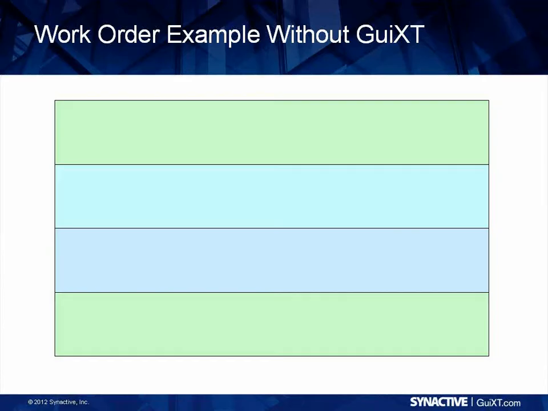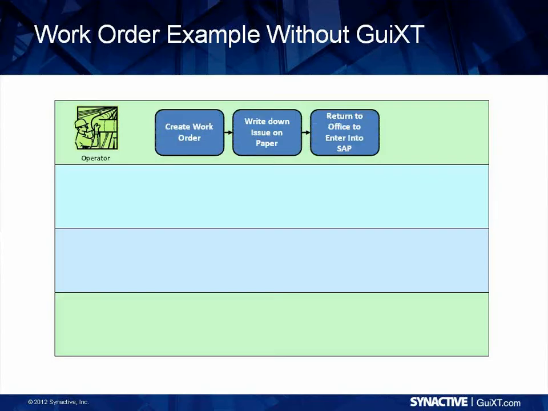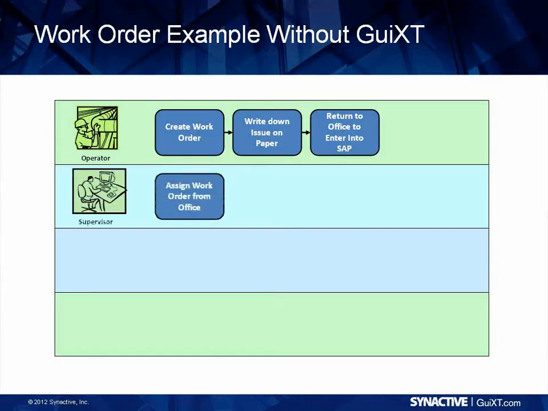Here's another example of the value provided specifically with the GuiXT offline solution in areas where there's no network connectivity. This is a typical work order example for plant maintenance, which includes the following steps. First, an operator in a manufacturing plant creates a work order, writes the issues down on paper, and once he's back in the office, the data is entered into SAP to initiate the work order process. Next, a supervisor in the office receives the work order and assigns it to a repair technician.